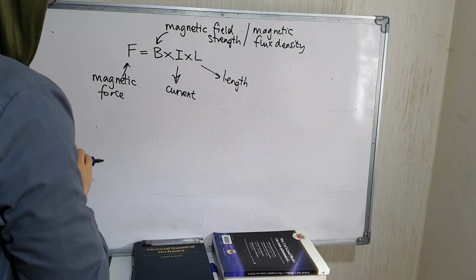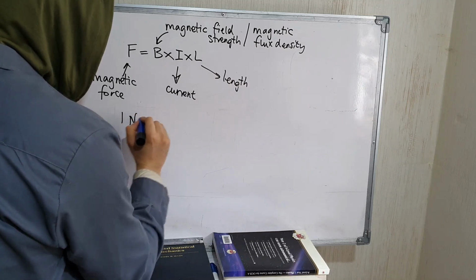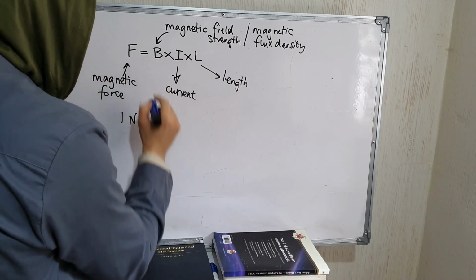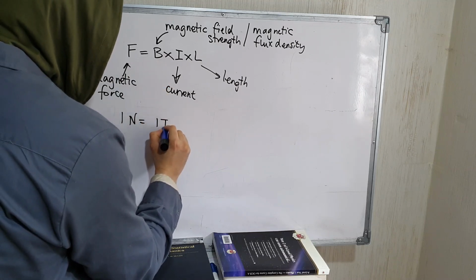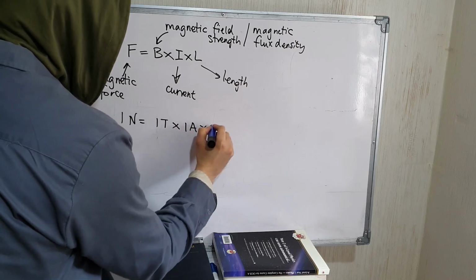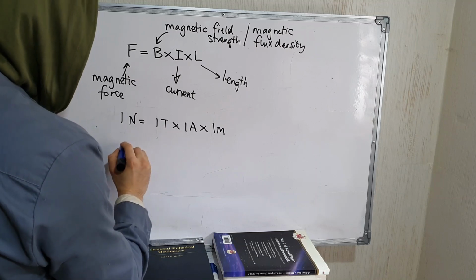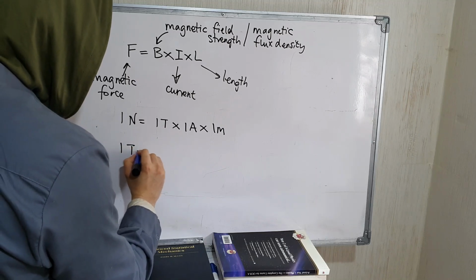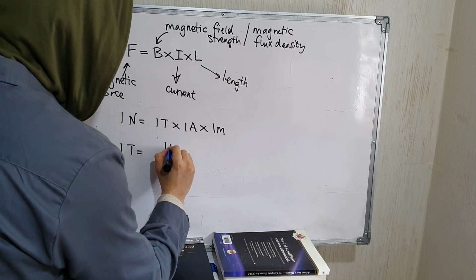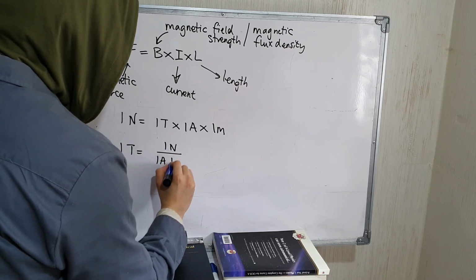So let's just put some numbers in. For example, 1 Newton will be experienced if you have 1 Tesla and if you have 1 amp of 1 meter. Or alternatively, if you have 1 Tesla, that means it is 1 Newton per 1 amp per meter.